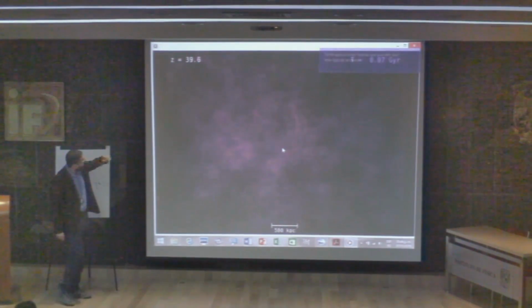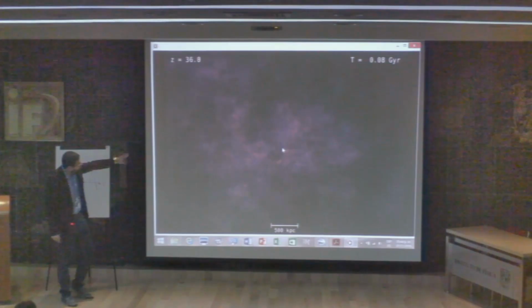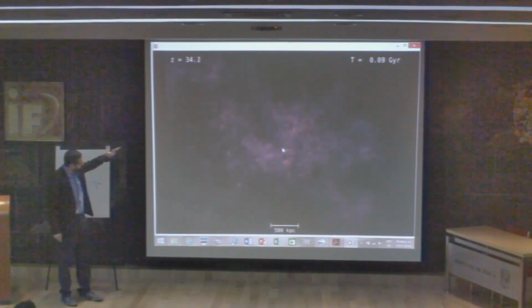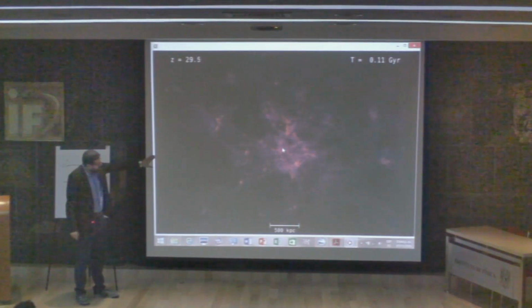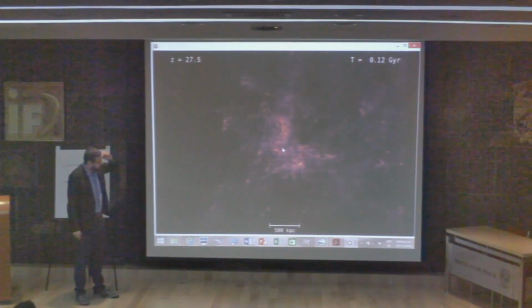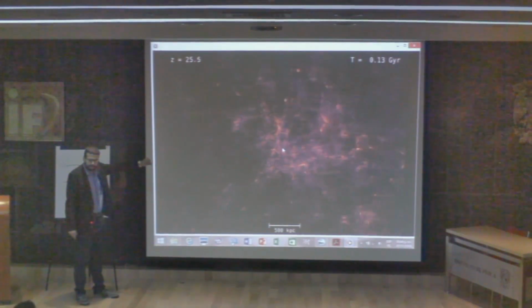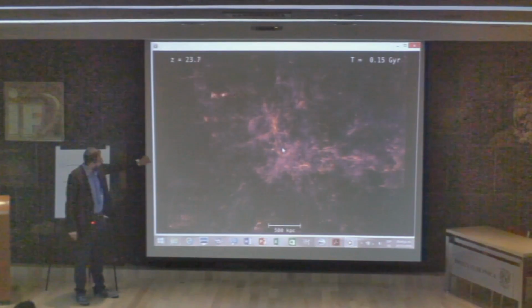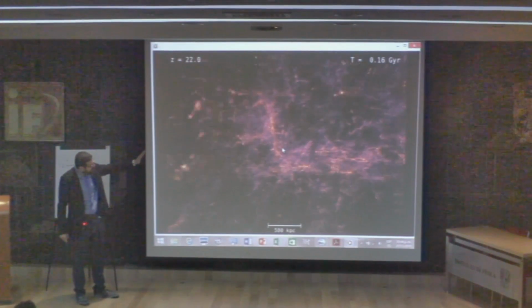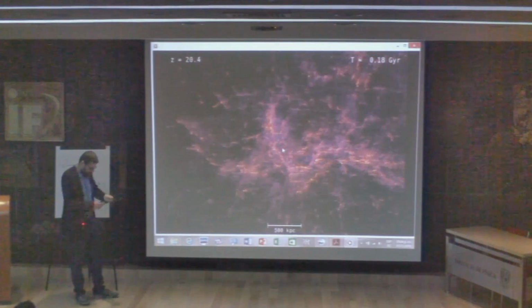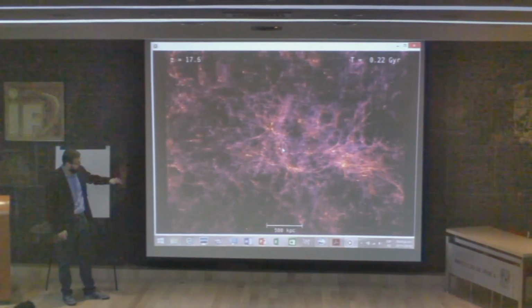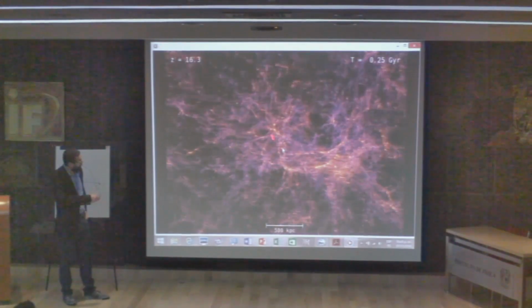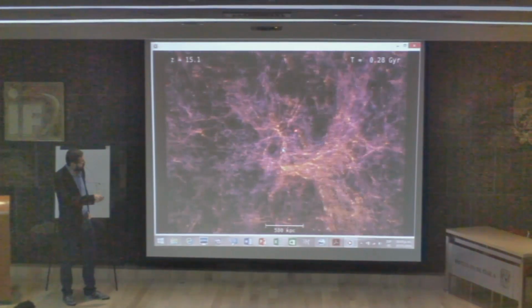Then you start with something like this at redshift 50, and this is a representation. Each of the particles in the simulation has a color code that is connected to the local density around each of these particles. And as time goes by, gravity starts making things cluster together. What is apparent is, of course, the formation of this large-scale structure that we have all seen before.